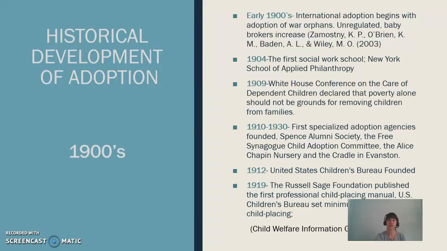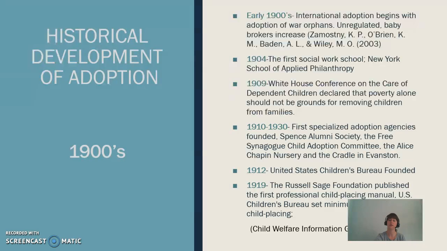In the early 1900s, international adoptions began with the adoption of children from war who had been left behind or whose parents had died. Moving on to 1904, the first social work school opened in New York. In 1909, the White House Conference on Care of Dependent Children declared that poverty alone should not be grounds for removing children from home. So it started to be investigated what grounds for removing a child from home were necessary. Abuse was another one, or neglect, or sexual abuse, labor, things like that. From 1910 to 1930, the first specialized adoption agencies were founded, and there was a variety of those.